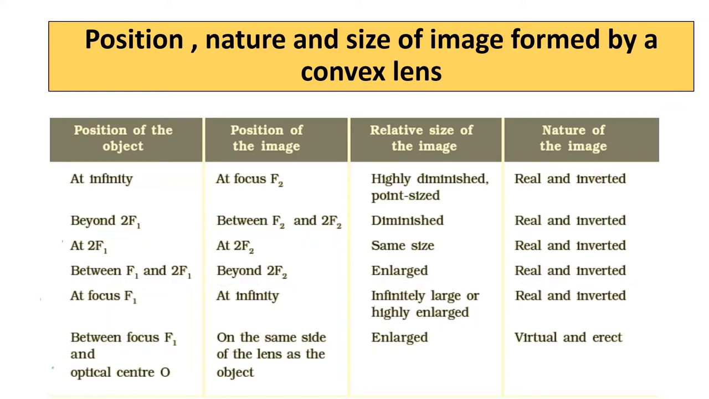When the object is placed between focus F1 and optical center, the image is on the same side of the lens as the object. It is enlarged, virtual and erect. This is the case where you get virtual and erect image.